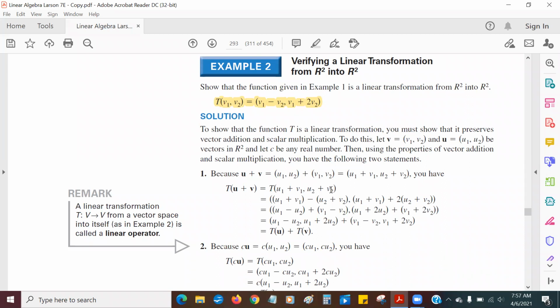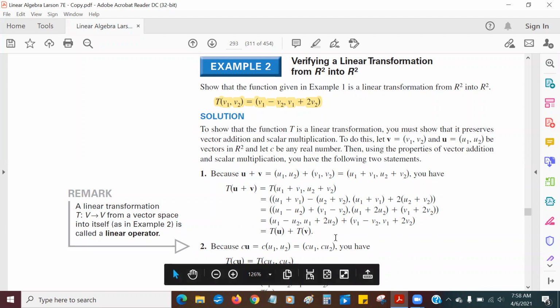because I'm taking the first component minus the second component. And then it's going to be the first component, u1 plus v1, plus twice the second component, which is u2 plus v2. Once I crunch all this out, I wind up getting u1 minus u2, comma, u1 plus 2u2, and here I have v1 minus v2, comma, v1 plus 2v2. That precisely is T of u plus T of v. So I have it all separated out. It all works out cool and awesome.